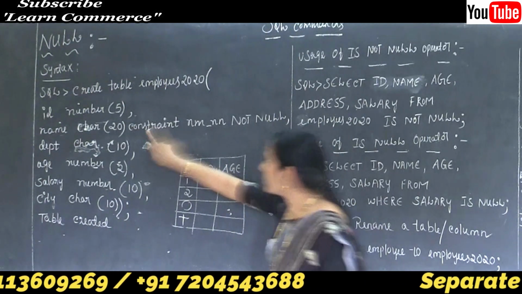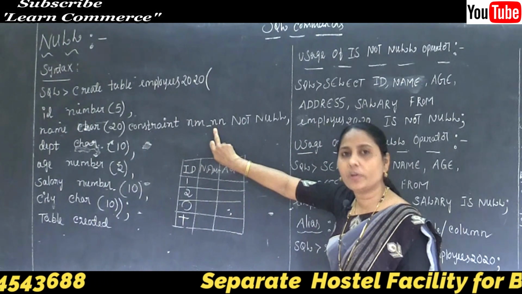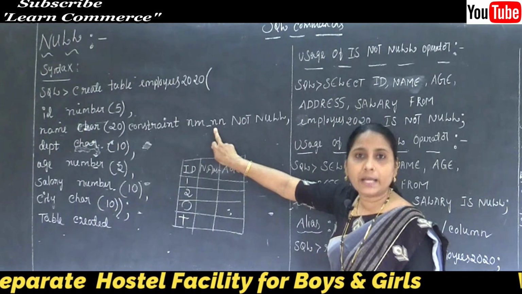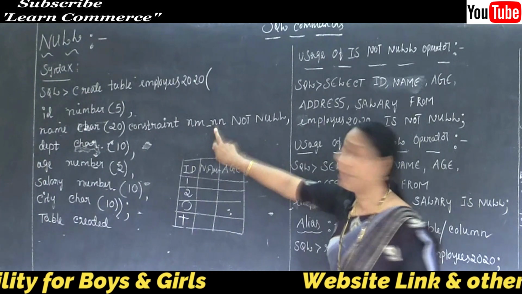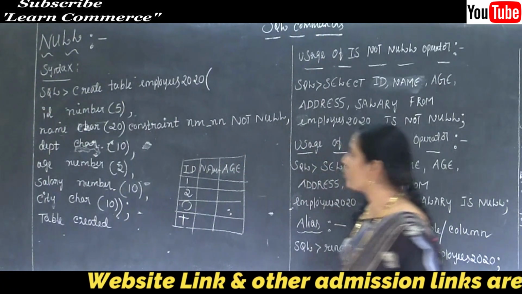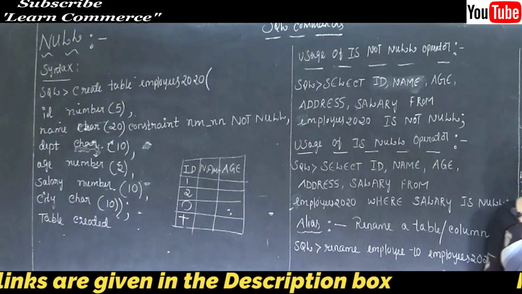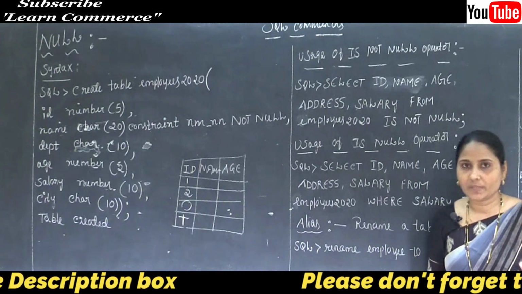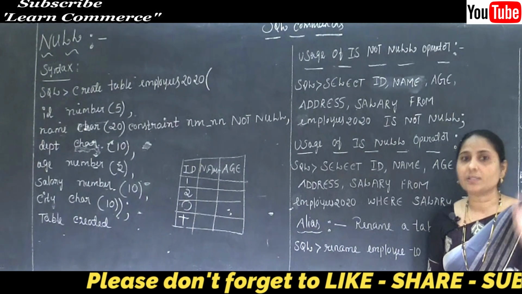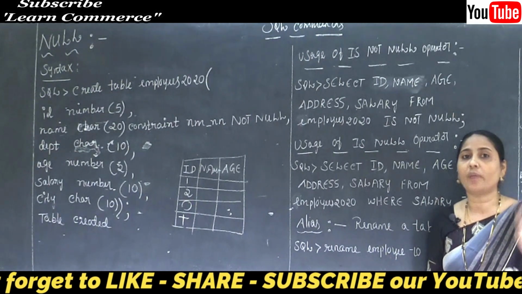But also in this example I want to use the constraint name. So the constraint name, just for namesake, I used as nm underscore nn, and later I used one most important constraint. The constraint is the not null. So what do you mean by not null? That means we need to enter some value in each cell of a column.